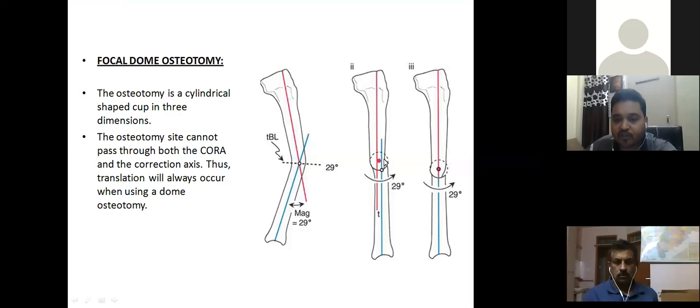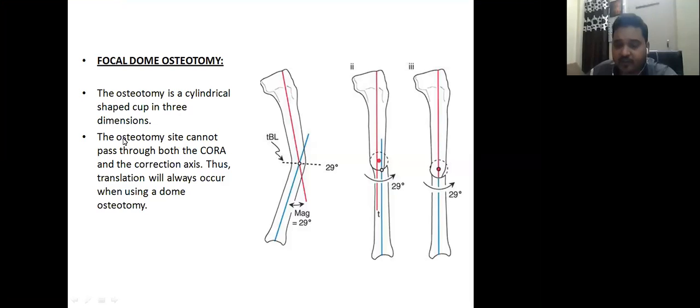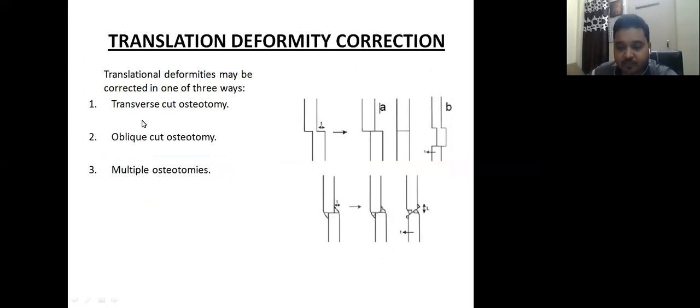Focal dome is an osteotomy done in the shape of a dome. Generally we can use a plate also: the plate is put, and then moved in a circular fashion, and by multiple drill holes we can get the focal dome osteotomy. The osteotomy is a cylindrical, three-dimensional osteotomy, and the osteotomy site can pass through both the CORA and the correction axis. Thus, translation will occur when using a dome osteotomy. Again, in the focal dome osteotomy there would be some translation.